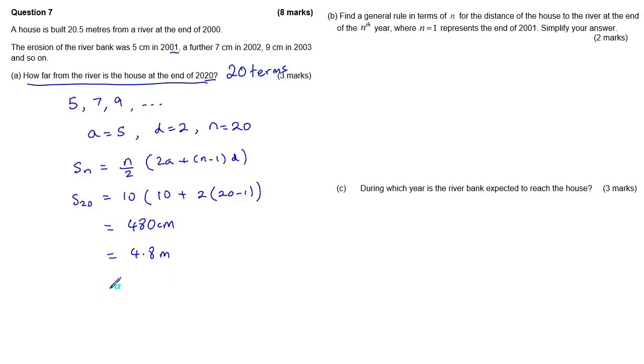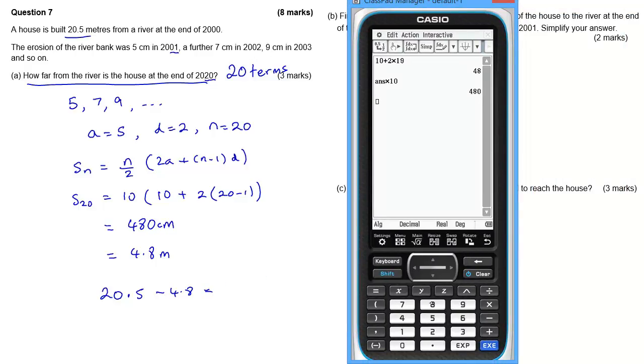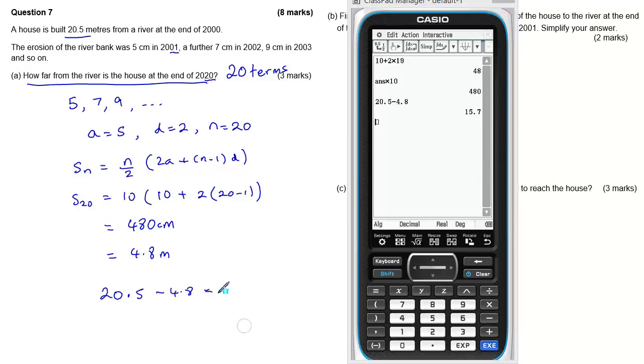So the distance from the riverbank is going to be the 20.5 it started with, take away 4.8. So 20.5 take away 4.8 is 15.7 meters.